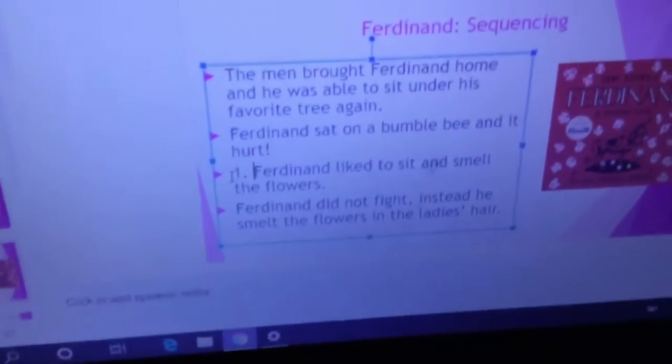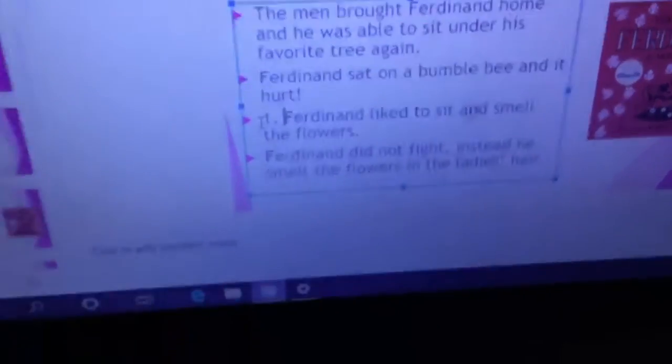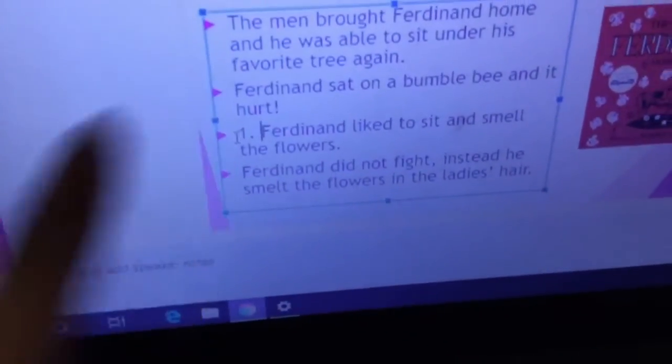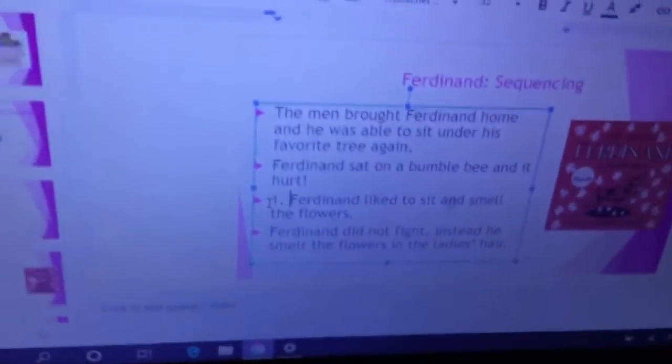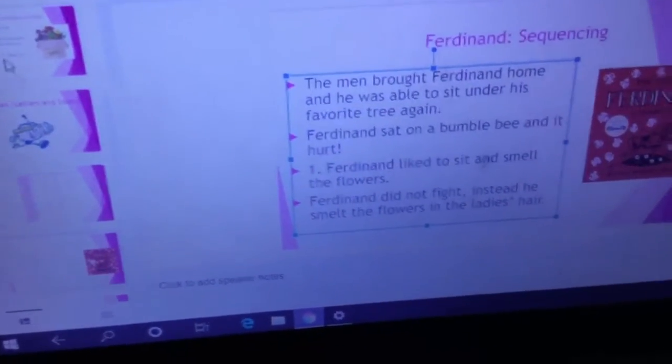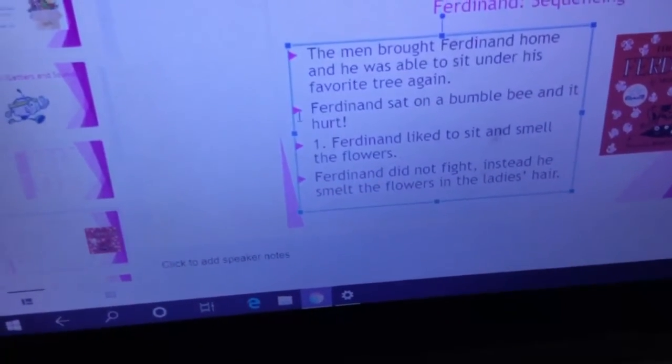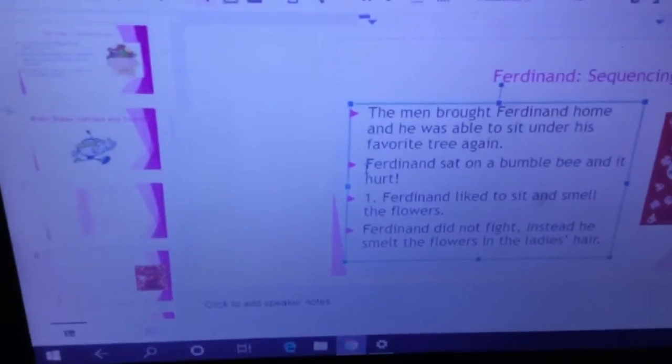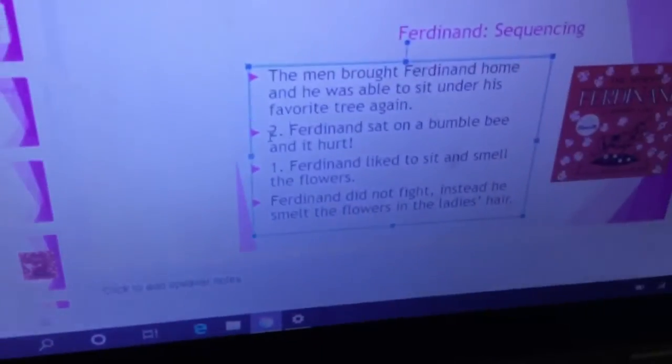Was that event on our chart? Did it talk about a bumblebee? You're right, right here it talked about a bumblebee. So that must be a second event. So we're gonna put a little 2 next to that event right there. We're gonna put 2, because we know that that event happened next in our story.